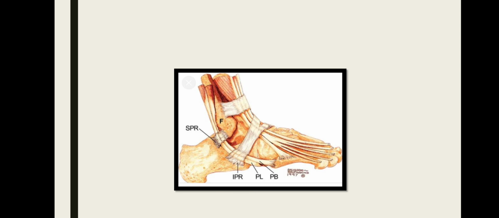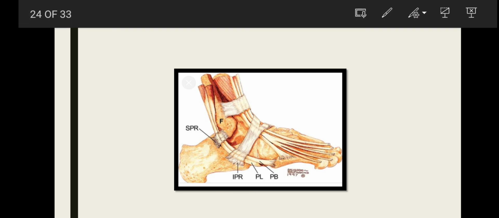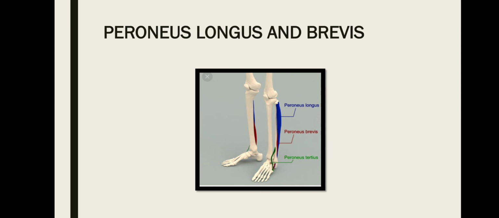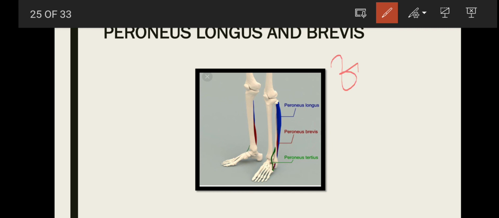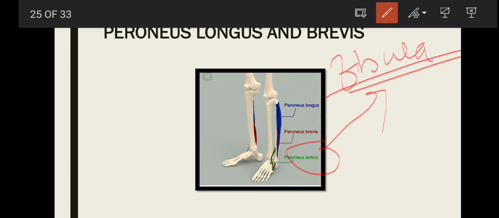So this is again a picture to show the retinaculums. See the retinaculums and the tendons. You can find the two tendons, peroneus longus and peroneus brevis. Now you can find here peroneus longus and peroneus brevis muscle. These are the muscles present in the lateral side. Obviously they take their origin from the bone, that is fibula. We have also seen peroneus tertius, which takes its origin from fibula.